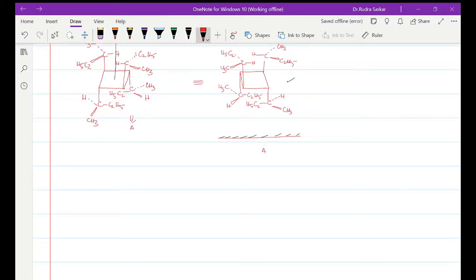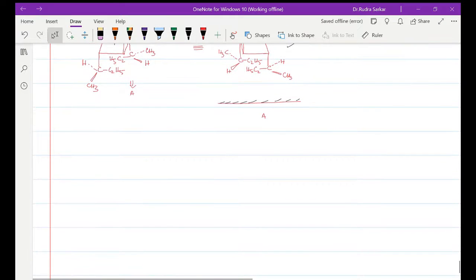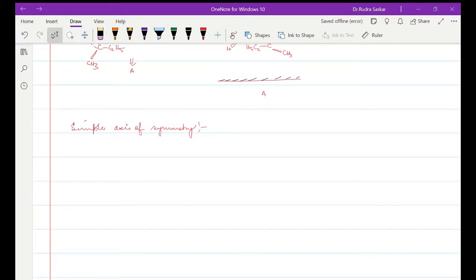All right. Now at last we will be calling what is a simple axis of symmetry. Okay. So suppose we have been given this molecule.